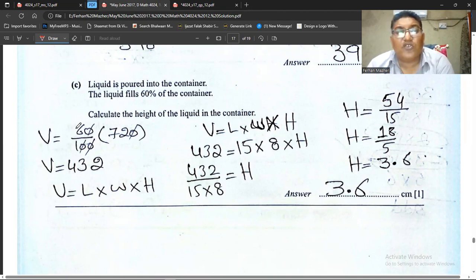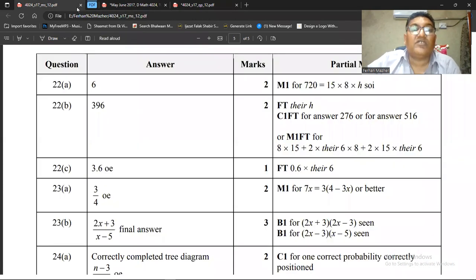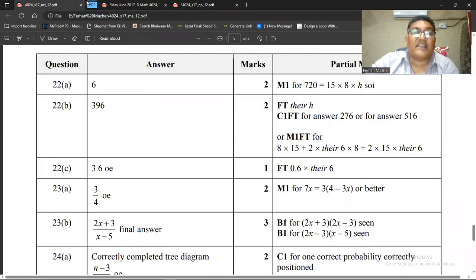So volume is length into width into height. The volume is 432 equals length 15, width 8, height is the question. So it will be 432 divided by 15 divided by 8, and that will be 54 divided by 15, and that will be 18 divided by 5, and that will be 3.6. So the height of that liquid will be 3.6. 3.6 is the right answer, sir.